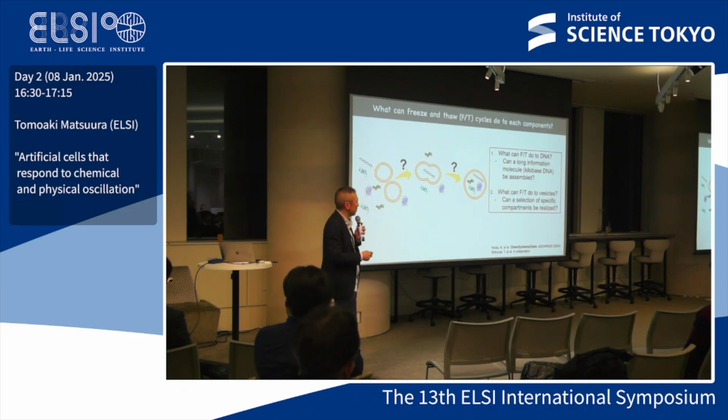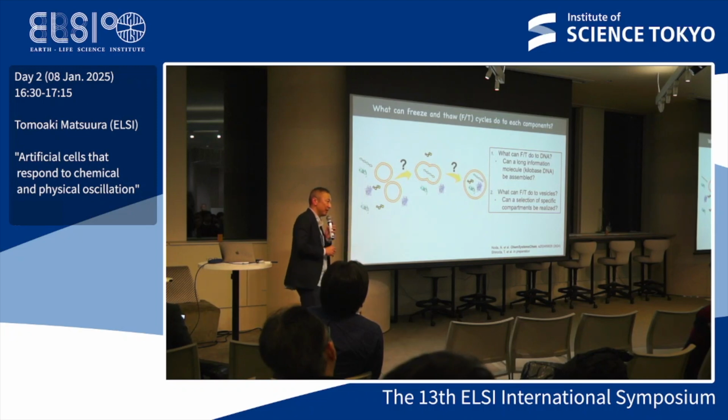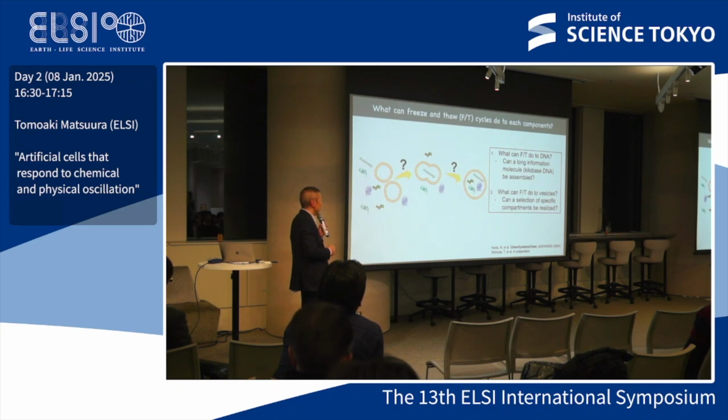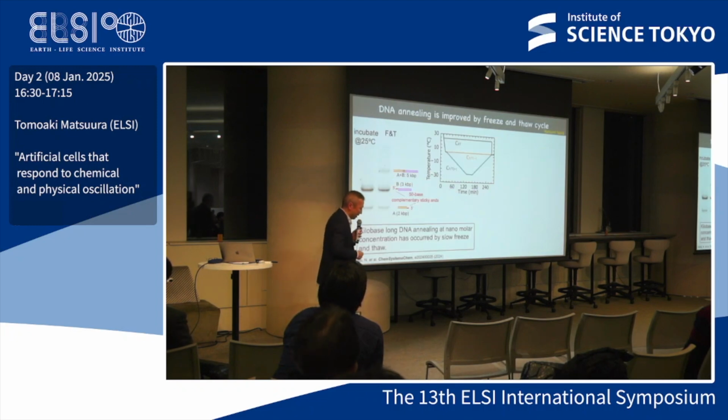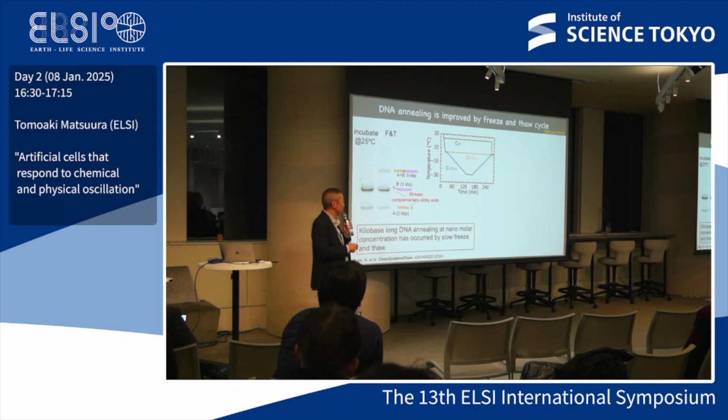So the first thing we did is we started putting biological material, first of all DNA, into freeze-thaw cycle, and then a vesicle into freeze-thaw cycle, and asked what will happen to these kinds of molecules. The reason why I'm showing this here is because we found that the freeze-thaw cycle does very interesting work.